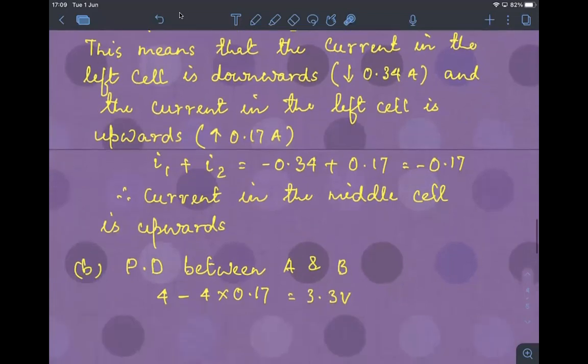All right, and you had one more question. What is the potential difference in between? So you can just use the formula V equals IR, and you get the potential difference in between as 3.3 volts. So that's all from me regarding Kirchhoff's law.